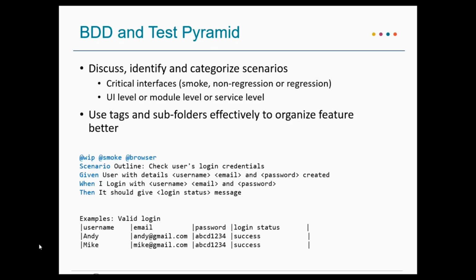If you look at this, this is how a scenario is written. We have a scenario outline: check user's login credentials. Given a user with details is created, when I log in, it should give a login message. Okay. Now on the top, I have @web, @smoke, @browser.